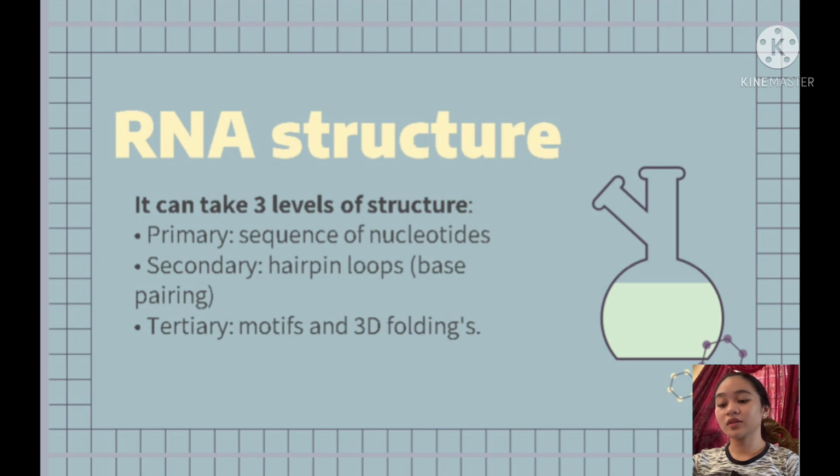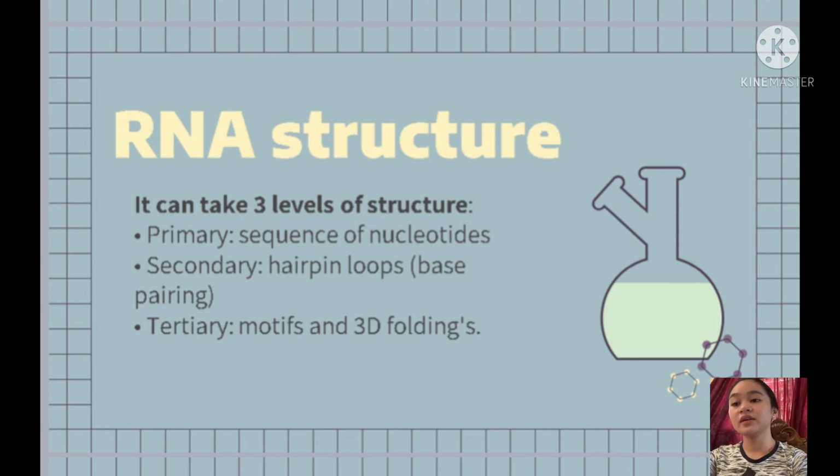RNA can take three levels of structure. First, the primary sequence of nucleotides. The primary structure denotes the ribonucleotide sequence, commonly referred to as the base sequence of the molecule. Usually, the base sequence of an RNA molecule only consists of a combination of the bases adenine, guanine, cytosine, and uracil. Thymine and hypoxanthine are analogous to uracil and adenine respectively and thus represented by their corresponding standard base.